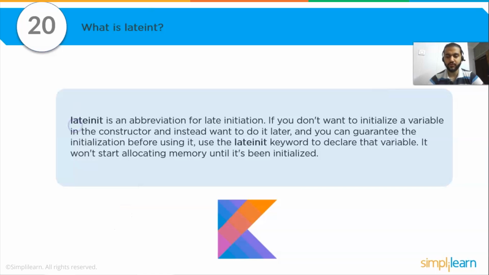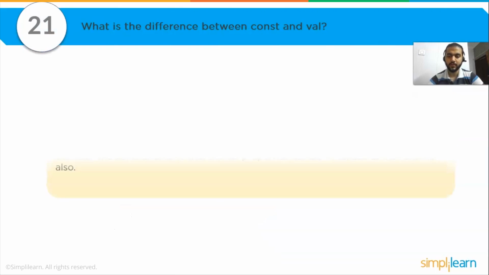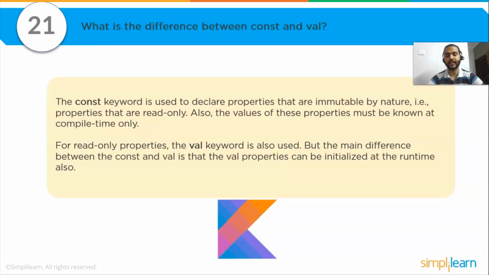Now our 21st question is what is the difference between const and val? The const keyword is used to declare properties that are immutable by nature, that is, properties that are read only. Also, the values of these properties must be known at compile time only. Now, if we talk about val, the val keyword is also used for read-only properties. But the main difference between const and val is that val properties can be initialized at runtime also. But it is not so in the case of const.